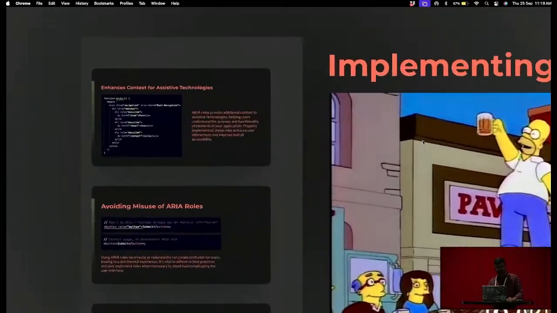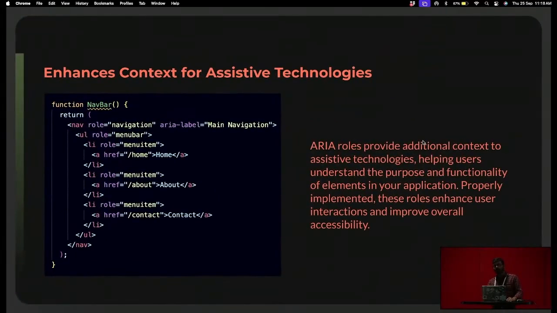So when do we use ARIA? Okay, first rule of thumb is try to avoid using ARIA roles. Always make use of semantic HTML tags. So when you are not able to make your website accessible at some point in your website, that's when you'll start using ARIA.